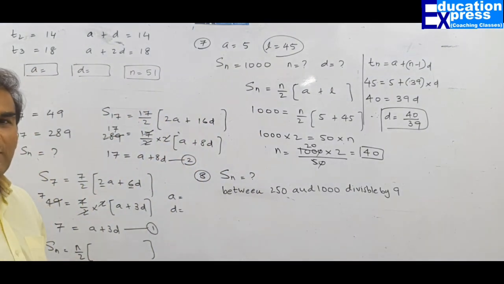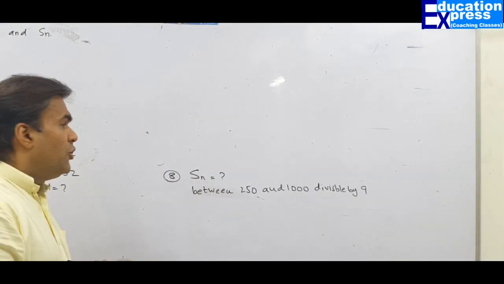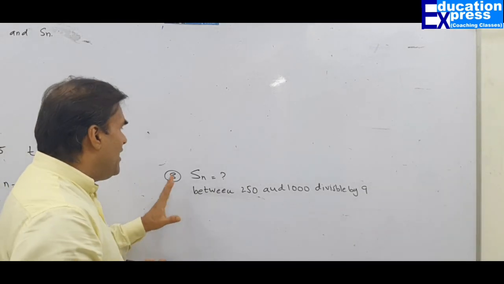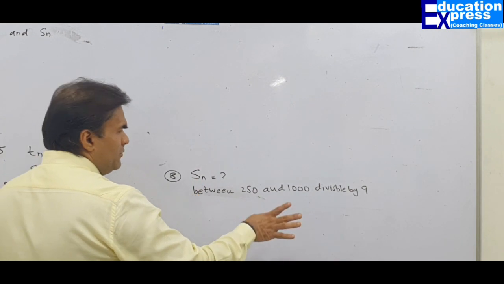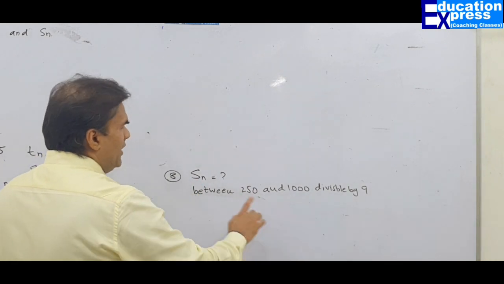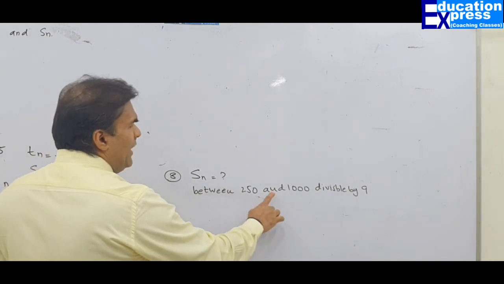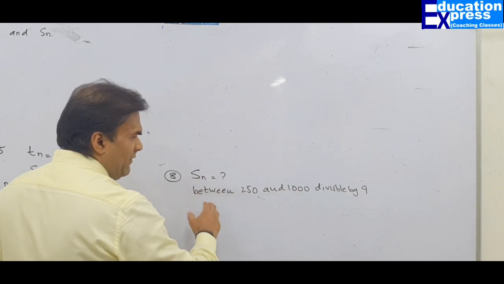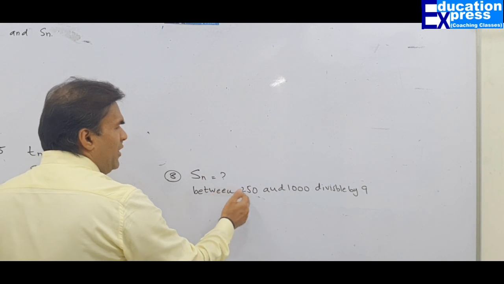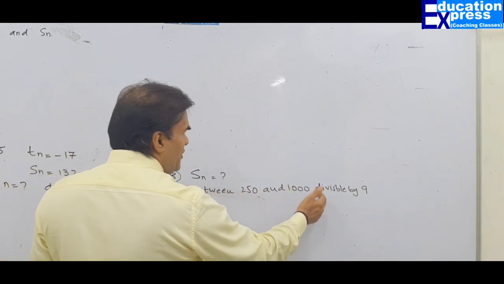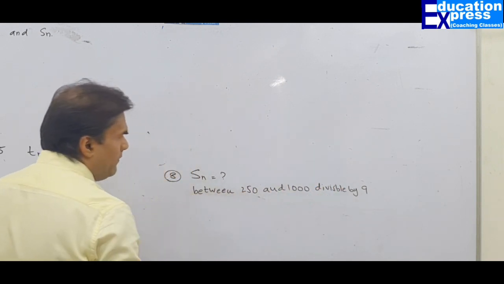Move on to the next question. Okay. You have to be extremely smart while handling this type of questions. They are saying that find the sum of all the terms between 250 and 1000. Between, so should not include 250, should not include 1000. Between 250 and 1000, which are divisible by 9.